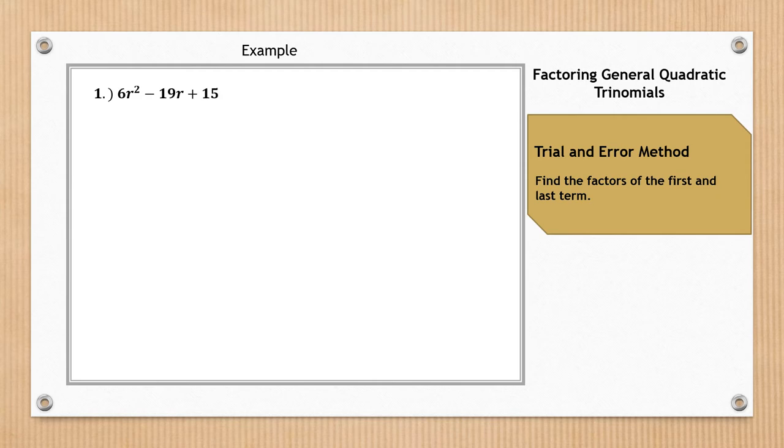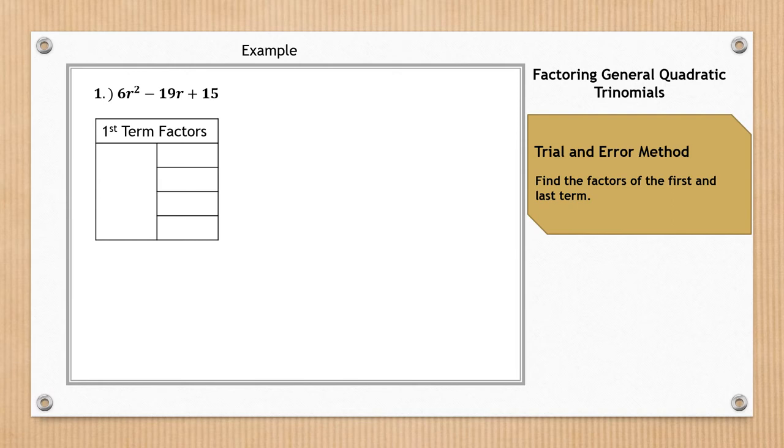So, let's take it here. 6r squared minus 19r plus 15. Again, anong gagawin natin? You have to write down the factors of the first term. So, what's the first term? 6r squared. So, the factor of 6r squared, unahin natin yung variable.